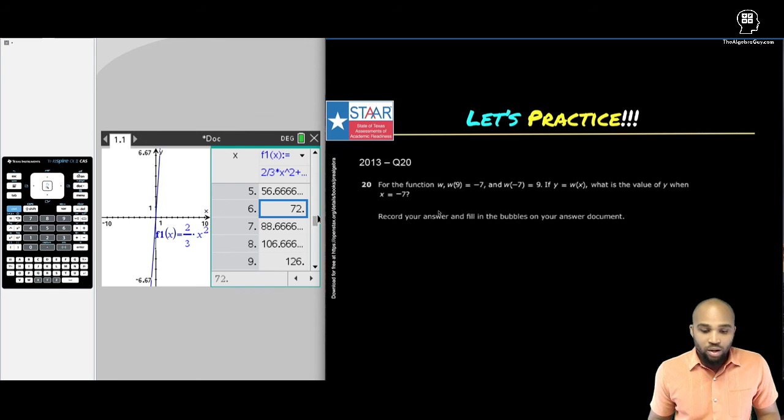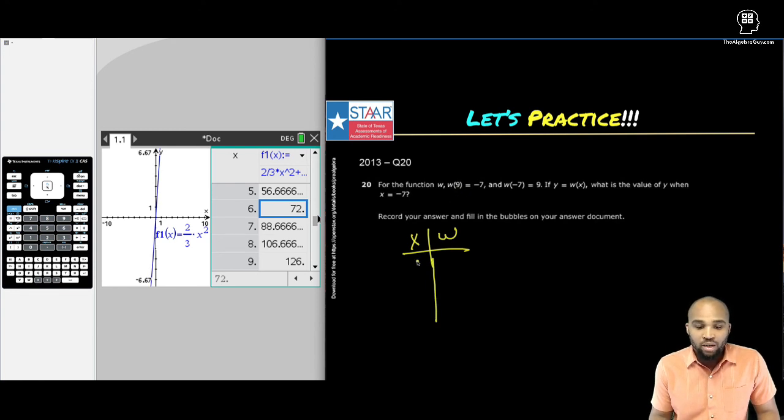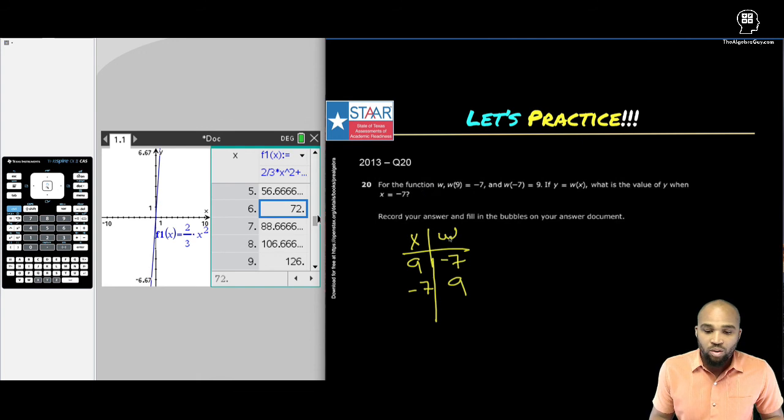So what I would encourage you to do with something like this is outline a table. So we have w and x. We have x, and instead of y, they're calling it w. So some function w. When I put in a 9, what do we get? -7. And when we put a -7 in, what do we get? We get a 9.